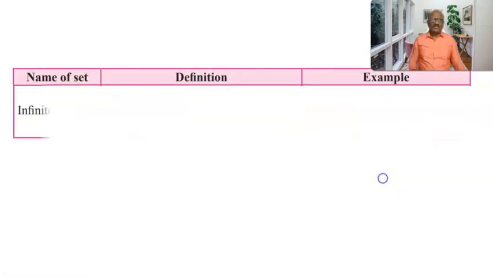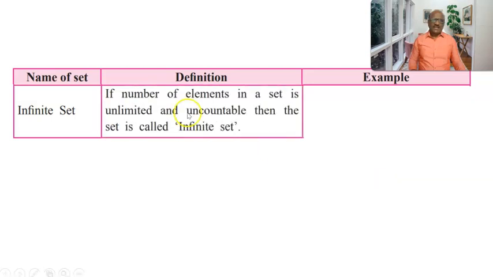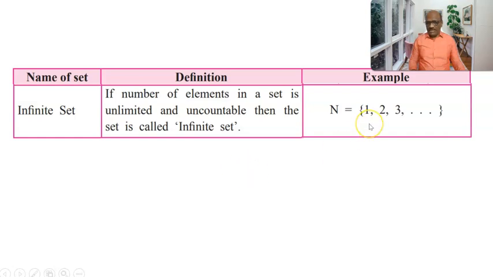Now the next, infinite set. If the number of elements in a set is unlimited and uncountable, then the set is called an infinite set. Example: set of natural numbers 1, 2, 3 up to infinity. This is the example of an infinite set. Whole numbers, the set of integers, the set of rational numbers are also examples of infinite sets.